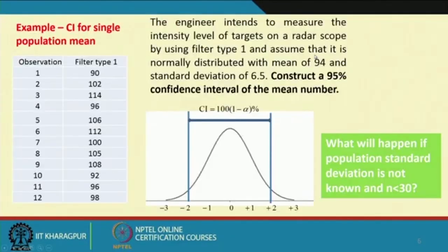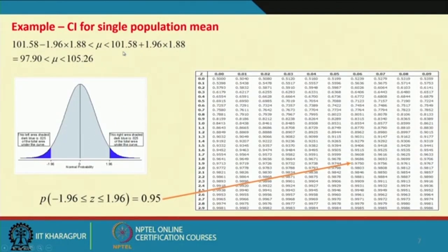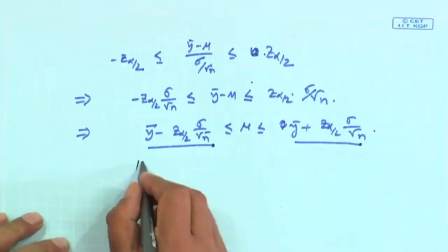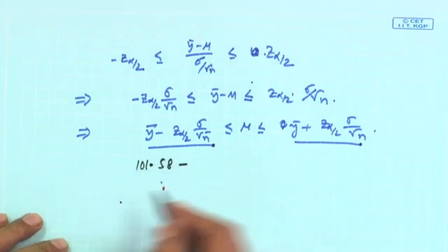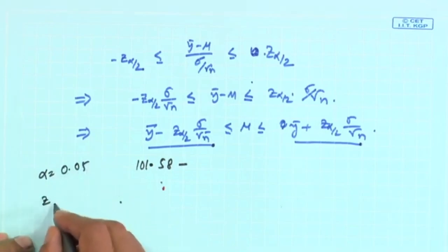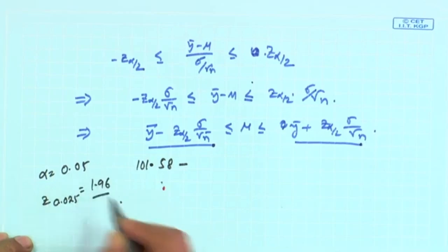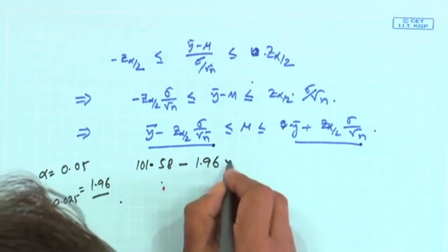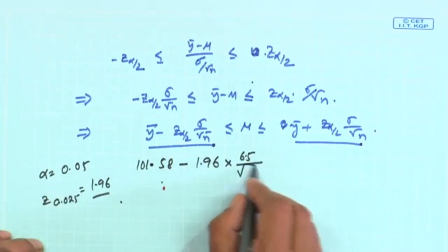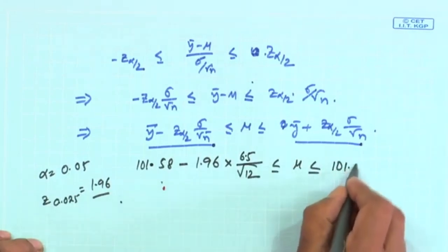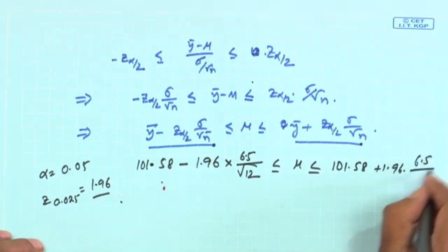Now, see one example. The engineer intends to measure the intensity level on target on a radar scope by using filter type 1, and assume that it is normally distributed with mean 94 and standard deviation 6.5. Construct a 95% confidence interval. So from the data you find the average, y bar, which is 101.58. Now consider alpha equal to 0.05. Then z 0.025, which is alpha by 2, is nothing but 1.96. So 1.96 times sigma, which is 6.5, divided by root n, that is 12, less than or equal to mu less than or equal to 101.58 plus 1.96 times 6.5 by 12.